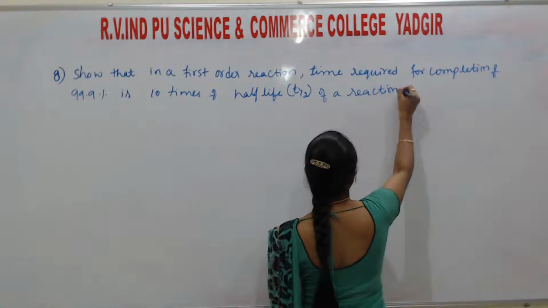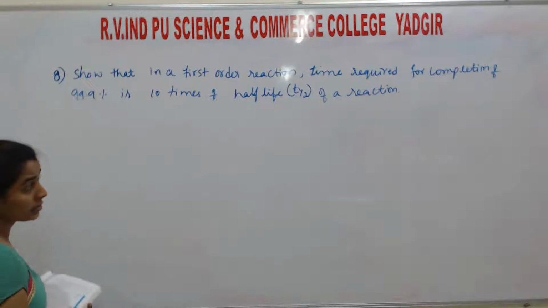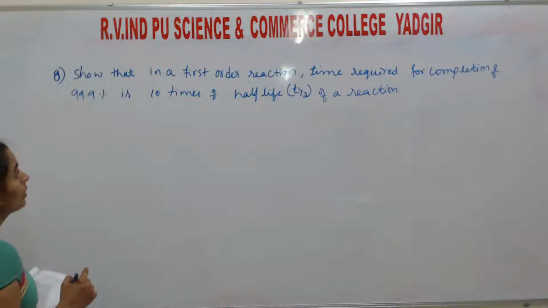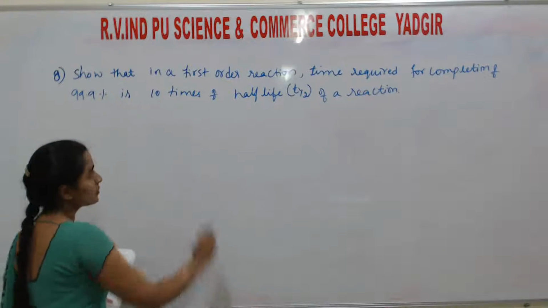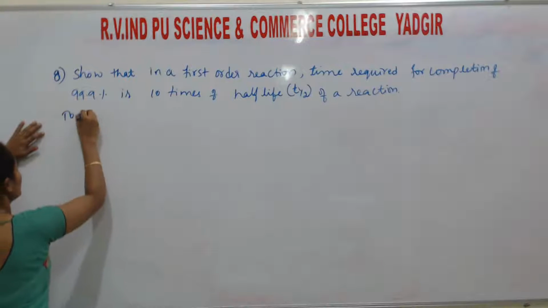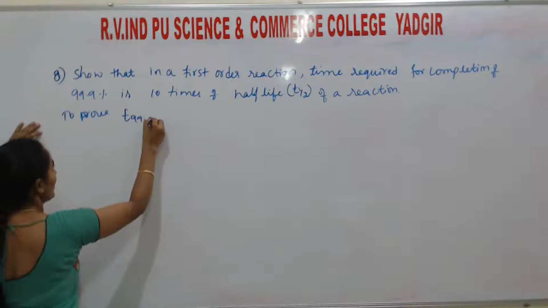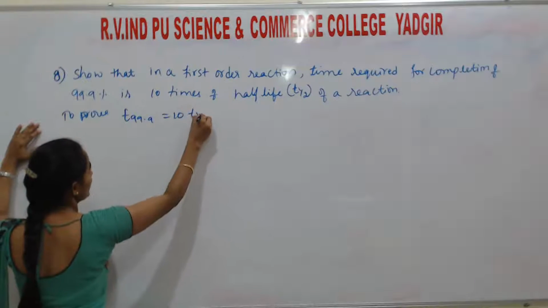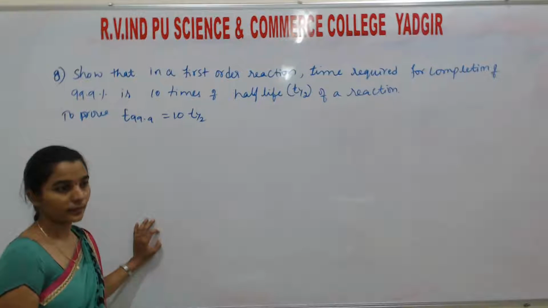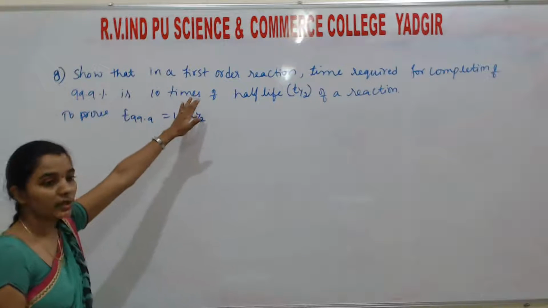So students, here the given: show that in a first order reaction, time required for completion of 99.9% is 10 times of half-life. So that is, we have to prove what? T 99.9 is equal to 10 times of T half. We have to prove that. Okay. So first, they mention what? This is a first order reaction.